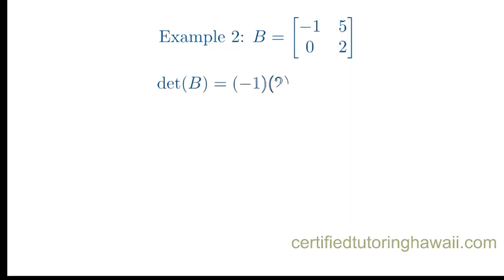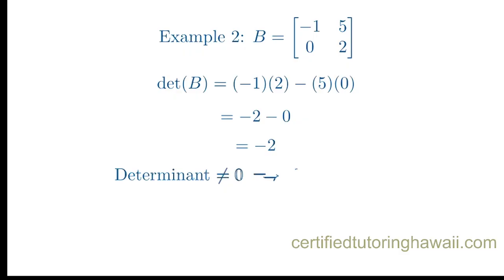Let's try another one. What is the determinant of the matrix B with entries negative 1, 5, 0, and 2? We apply the formula again. This is negative 1 times 2 minus 5 times 0. That's negative 2 minus 0, which gives us negative 2. So the determinant of B is also negative 2. Calculating the determinant is a crucial first step. It's the key to figuring out if an inverse exists.